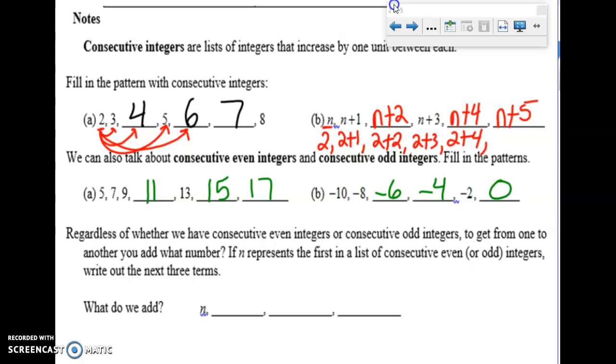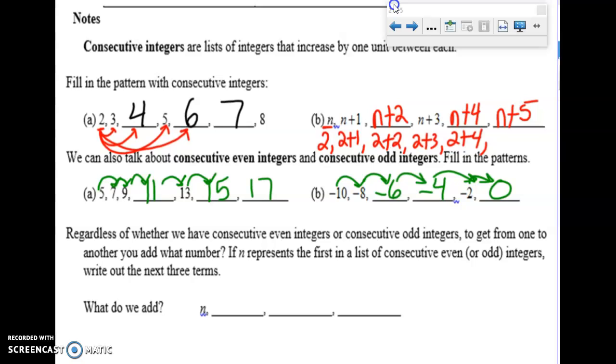Okay? So let's talk about how we could write an expression if we didn't know the first number of a consecutive even or consecutive odd set or group. So to go from a consecutive even or odd, we have to add 2, right? So each time we go up, we're adding 2 more and not just 1 more. Whether it's odds or evens, it's always 2. And the reason is if you start with an odd and add 2, you'll get an odd. And if you start with an even and add 2, you will get an even.